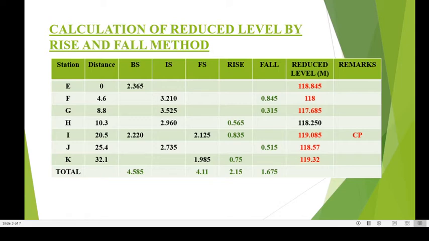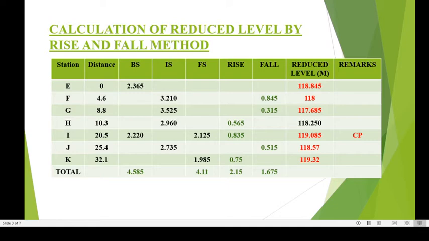Next, we need to calculate the reduced levels of the 6 stations. 118.250, this reduced level is given, so it is marked in black, and those reduced levels which are calculated will be shown in red. Now we can see that the reduced level for station H is 118.250. First, we will calculate the reduced levels of the stations I, J and K.